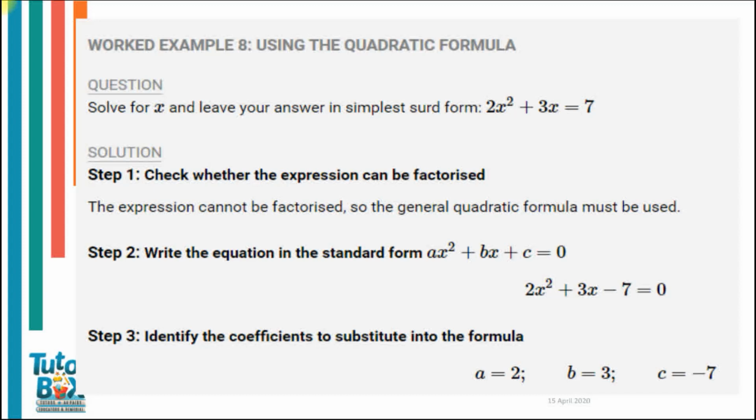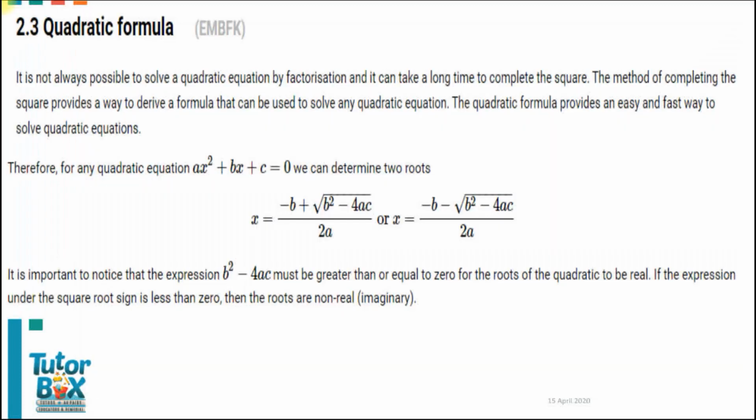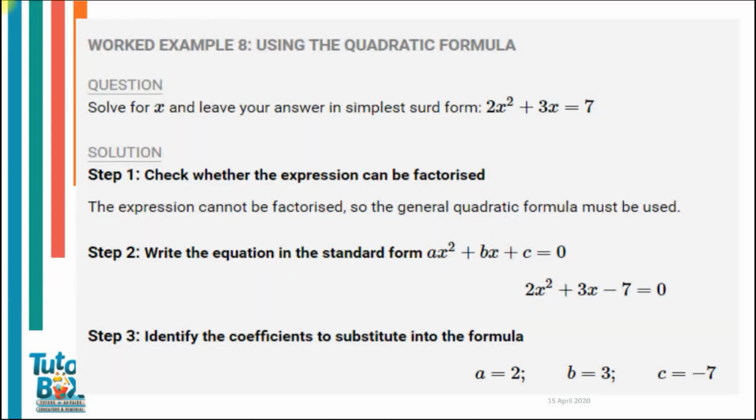Alright guys, let's do an example. This is fairly simple, because all you have to do is remember the quadratic formula. It says solve for x and leave your answer in simplest surd form, if 2x squared plus 3x is equal to 7. First step, check whether the expression can be factorized. You shouldn't be able to factorize that. If you can't factorize it, then the general quadratic formula must be used.